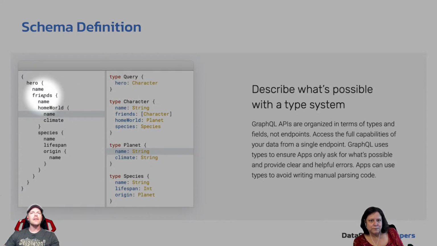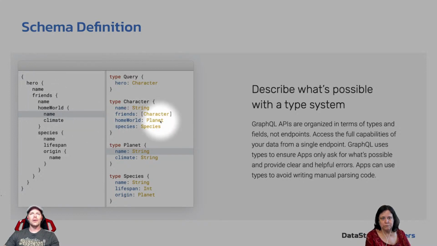Notice friends. Again, this is a Character. So in Character, friends is an array of characters. I said that weird. You see I have my friends here then. And since those are characters, they also have names. They have homeworlds. A homeworld is a Planet, which has a name and a climate. You can see this kind of nested structure.